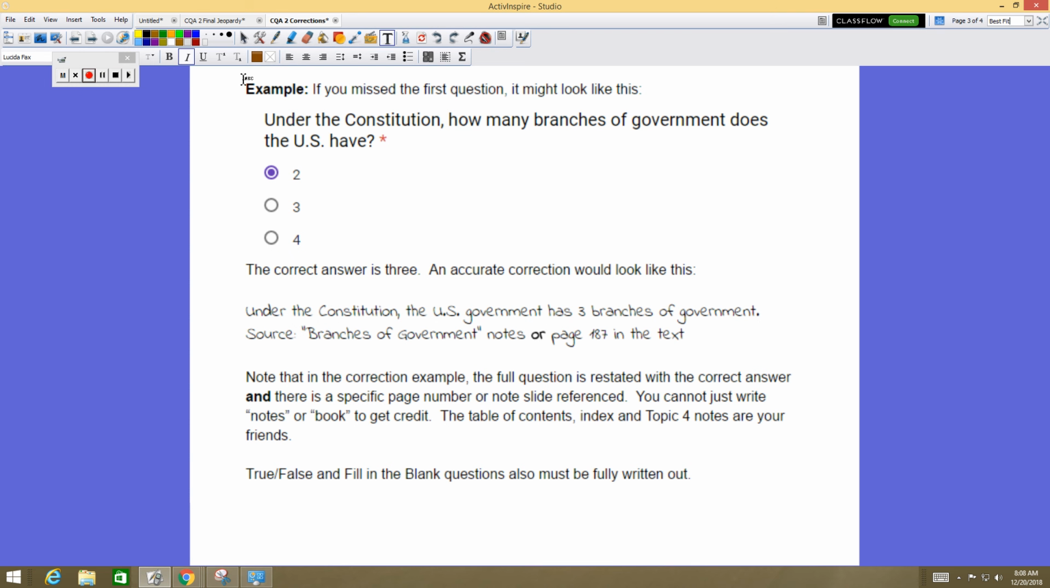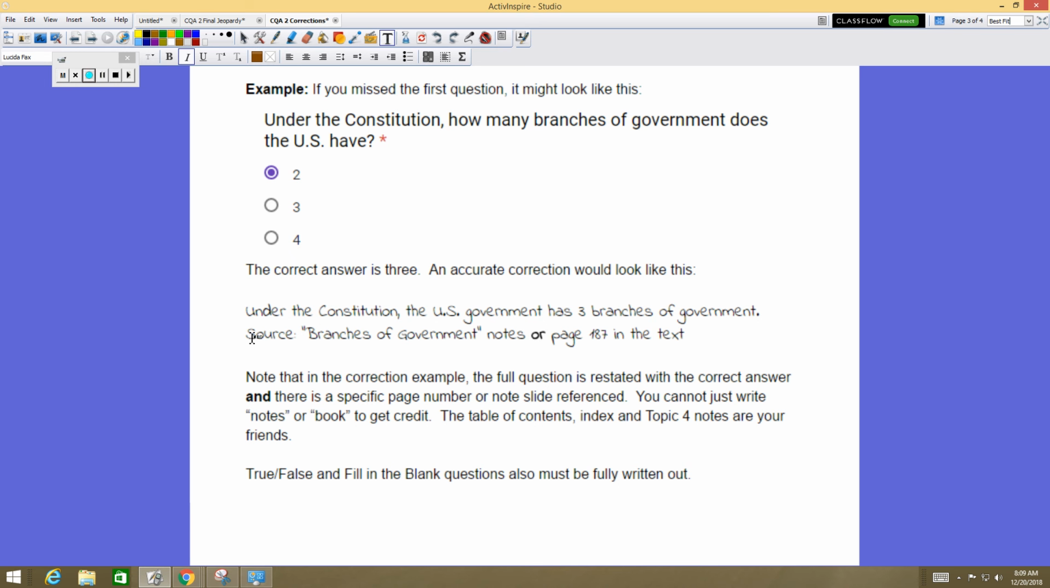The first question was, under the Constitution, how many branches of government does the U.S. have? And in our example, the student selected 2, and some of you may have done that. The correct answer is 3, though. So an accurate correction would look like the example where I changed the font to more of a handwriting style. And I said, under the Constitution, the U.S. government has 3 branches of government. Notice there's a source here. Let me show you what I mean by source.